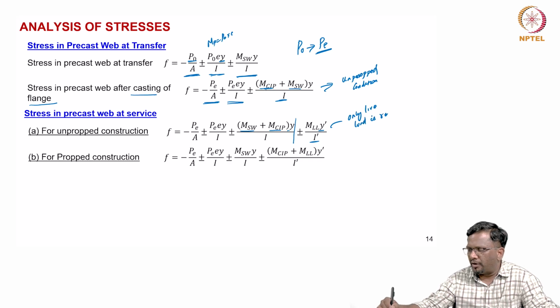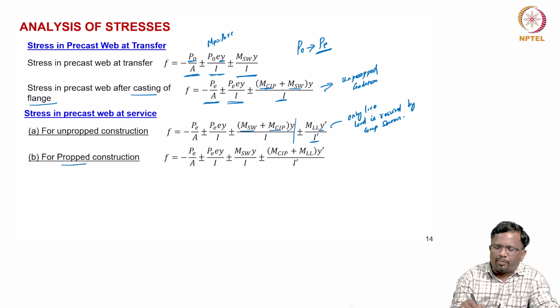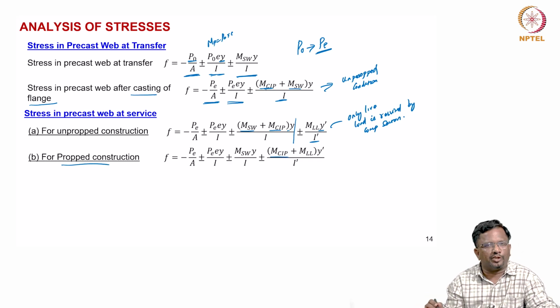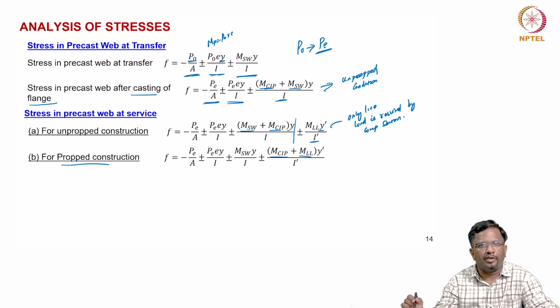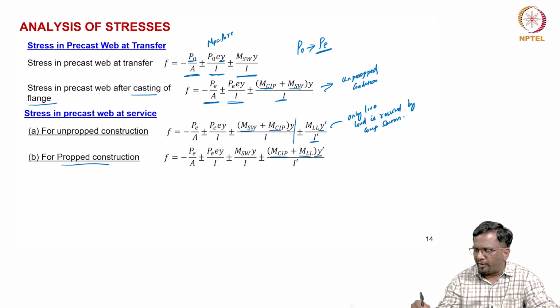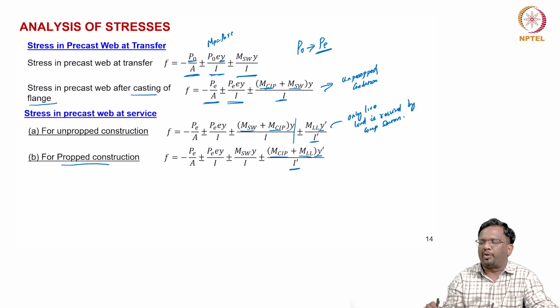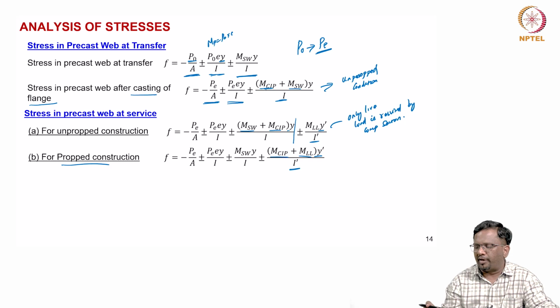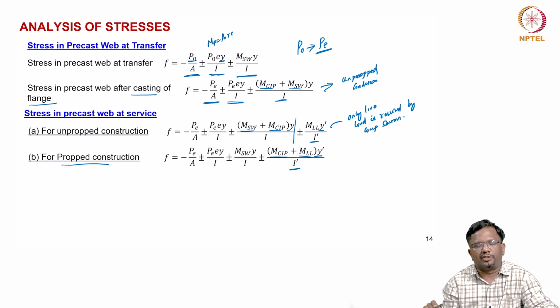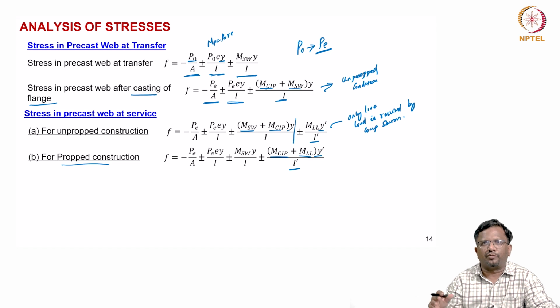is resisted by the composite section, right. But however, in propped construction, you see here both the cast in place moment and the live load moment are resisted by the composite section property. That is why Y prime and I prime come. So I prime and Y prime will be slightly higher, but I prime, depending upon where you look at it, will definitely be higher. So the stresses in a propped construction are expected to be lesser because you have a higher moment of inertia that you are using for calculating the transfer of your cast in place slab weight.